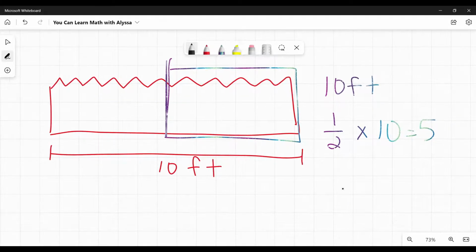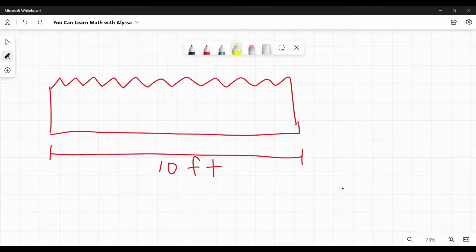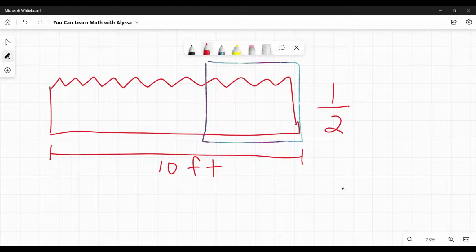And no matter what this fraction is, we would do this math the same way. Let's say I only bought 2/3 of it, so I need 1/3 of this fence. How much do I need to buy? I need 1/3 of the 10-foot length. What's 1/3 times 10? It's 3 1/3. So I need 3 1/3 feet of fence.